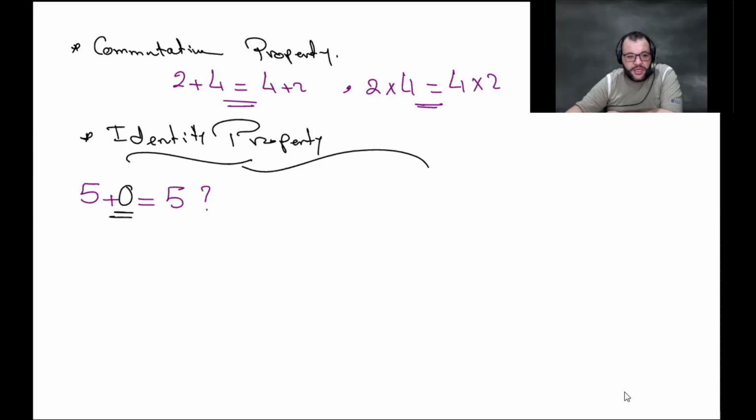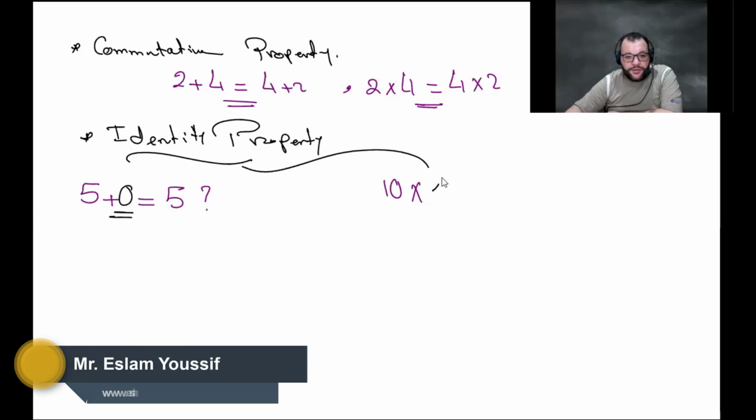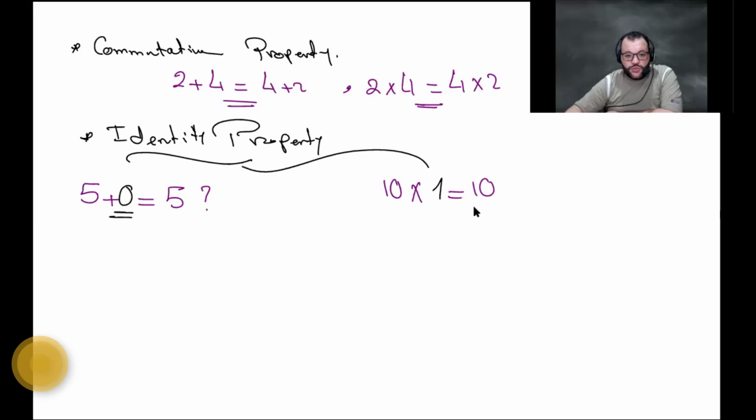So can anyone give me the identity property in multiplication? Muhammad Hisham, thanks. Abdul Latif Zubair, even if the answer is right or wrong, no problem. Just give me the identity property in multiplication. 10 times 1 is 10. The number that does not change the multiplication is 1. So in addition, we use 0. In multiplication, we use 1. That is the difference.